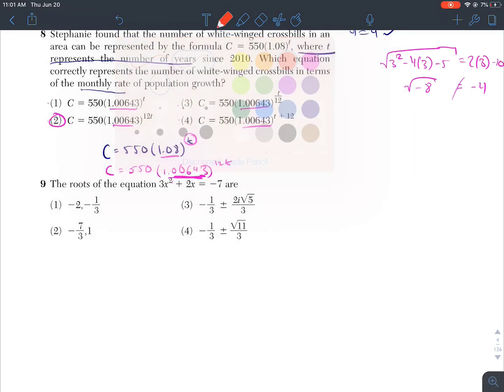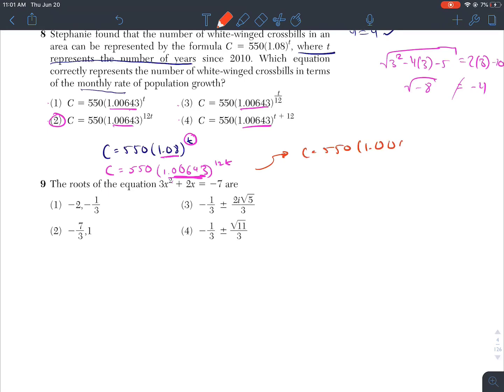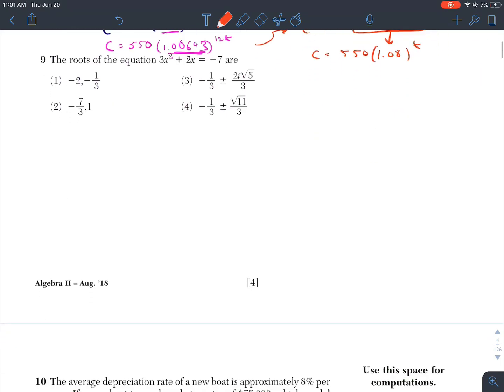And another way to check it is if you take choice 2 and you do 550 times 1.00643 to the 12t, you can raise it to the 12th power part first. And when you do that on your calculator, what you'll see is 1.00643 to the 12th power gives you 1.08. And so it simplifies to the same equation that we started with, because we still have to do it to the t power part. All right, problem number 9 is a quadratic formula problem.